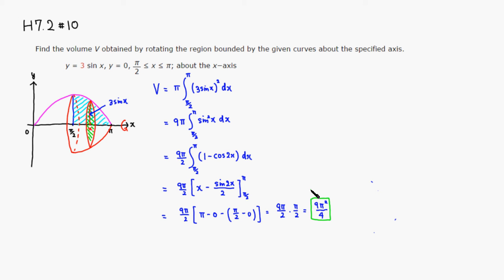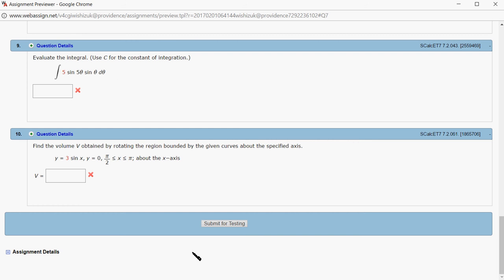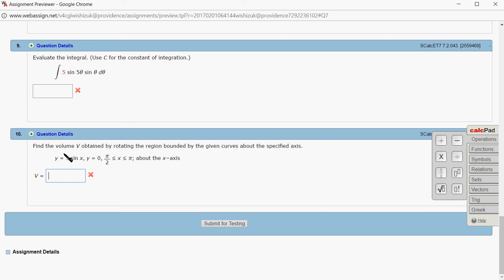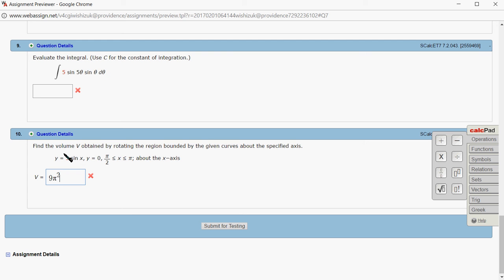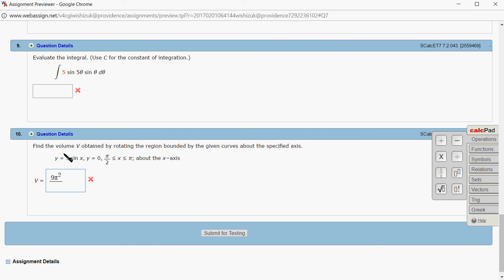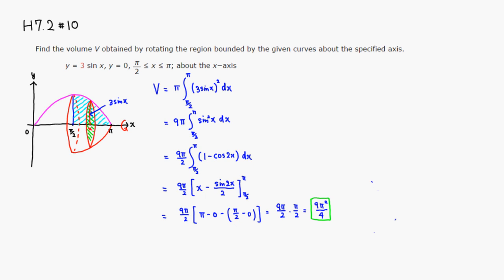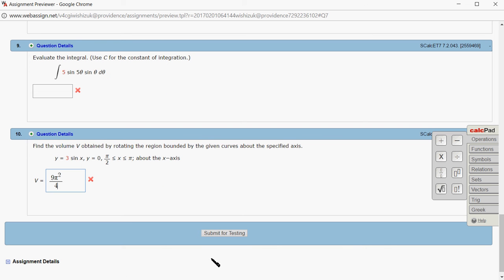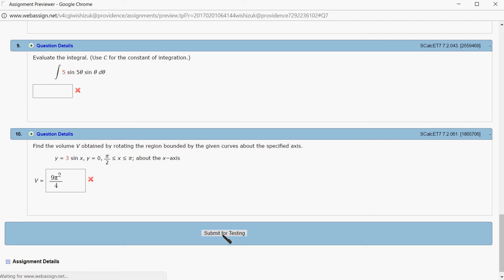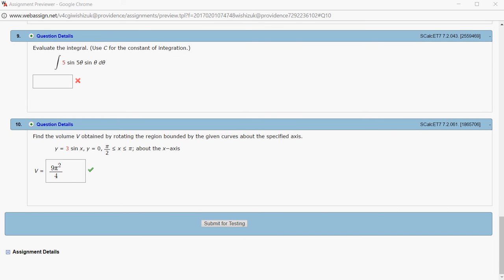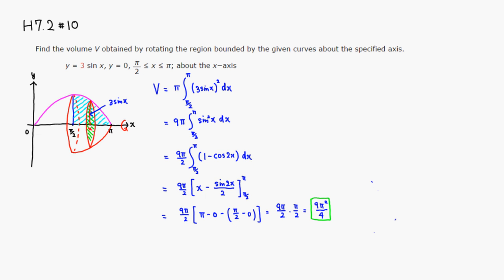All right, so let's type it in. We got 9 pi squared over 4. Submit for testing. It came back and looks like we got this one correctly. That's it. I hope that this was clear.